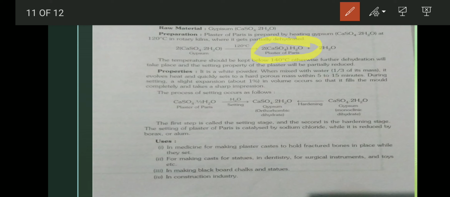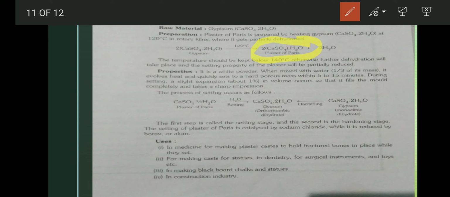How is it formed, how is it prepared? This is prepared with the help of gypsum. You can see the formula of gypsum, CaSO4·2H2O. When we heat it above 100 degrees Celsius, we get POP and water molecules are released. What are the properties? The property of this POP is that as we add water to it, it starts settling down or hardening and again reconverts into gypsum. This is the main property.